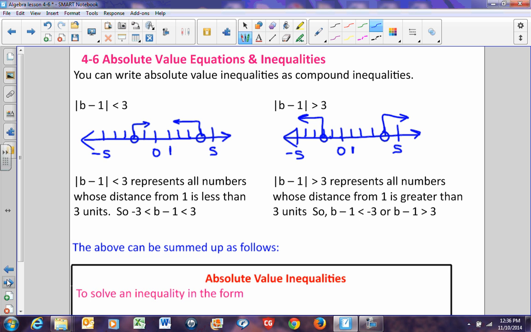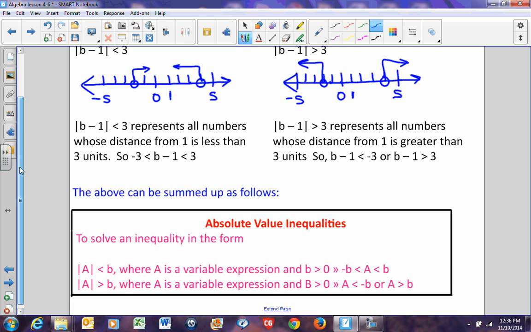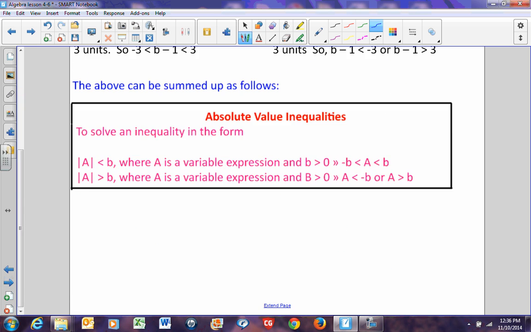This can be summed up as the following. Solve an inequality in the form of the absolute value of a is less than b, where a is a variable expression and b is greater than 0. You sum it up as a is greater than negative b, but less than b. If you have the absolute value of a is greater than b, where a is a variable expression and b is greater than 0, you get a is less than negative b, or a is greater than b.